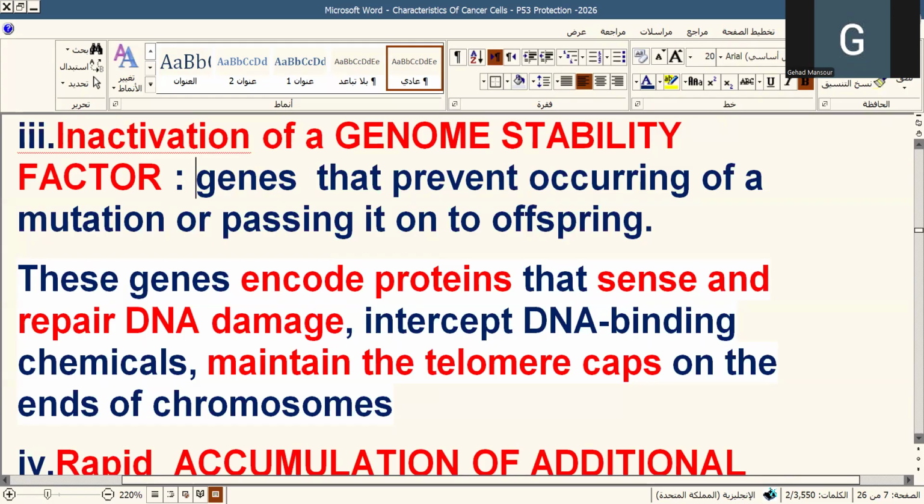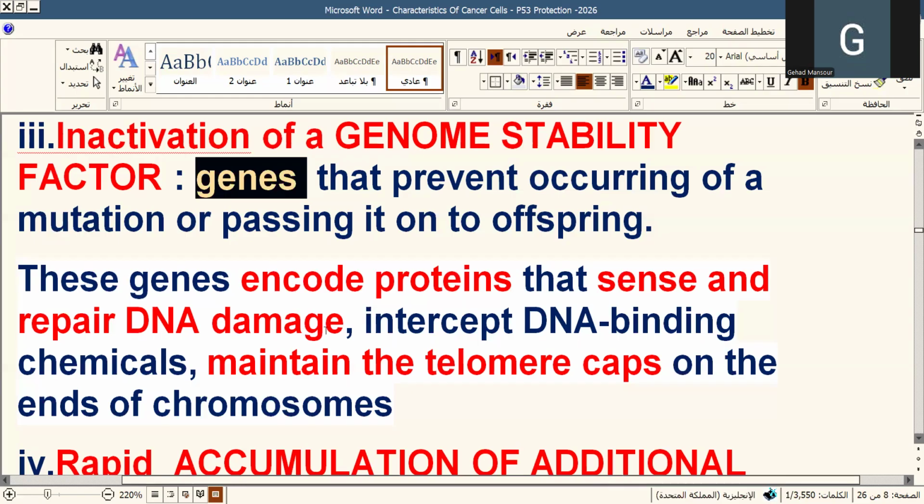The genome stability factor is a gene, and the function of that gene is to be expressed into proteins that prevent the occurrence of mutations or prevent passing those mutations to offspring. Of course, this is a summary of the function. The function is much more complicated than this. For example, the genome stability factor consists of genes that will be expressed into proteins, and these proteins will sense, as I said before, the damage in the DNA by binding with the DNA and sensing the abnormality.